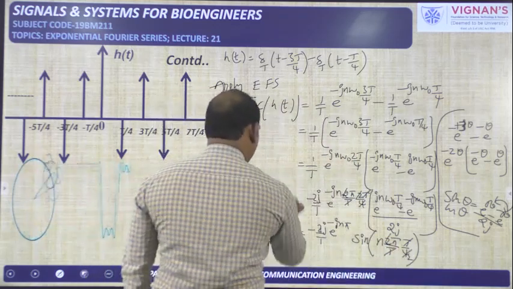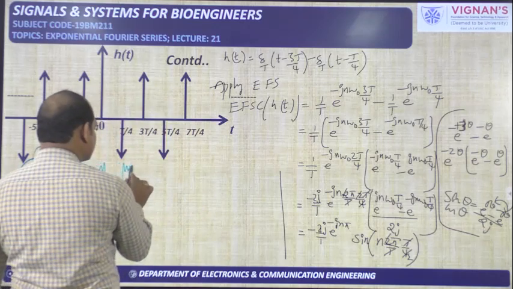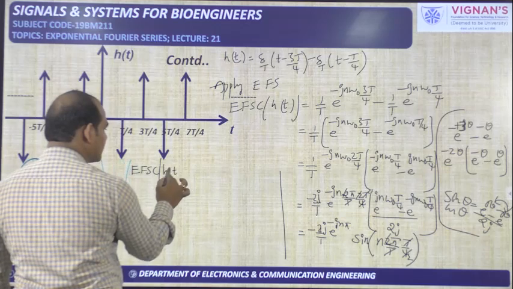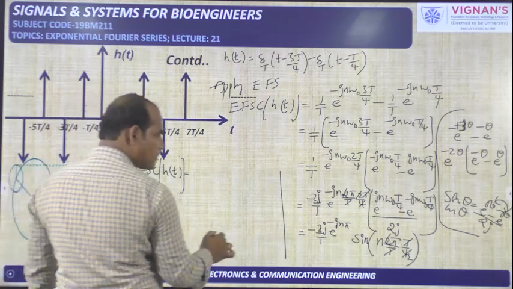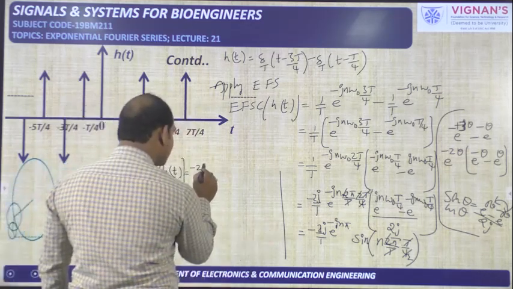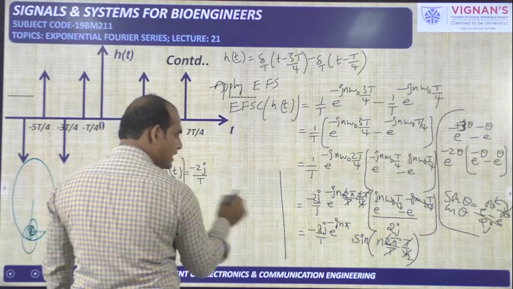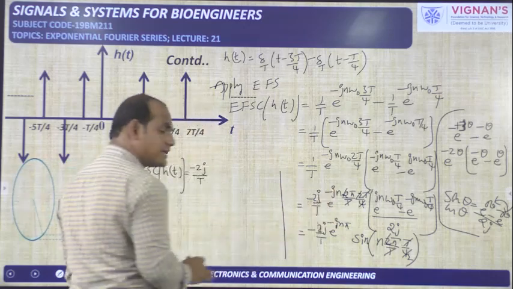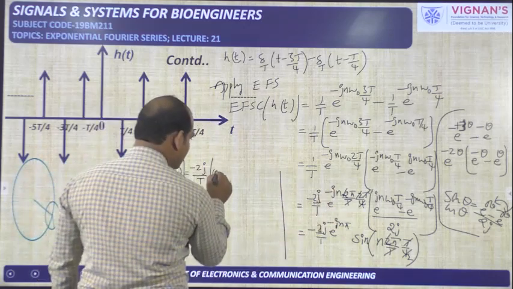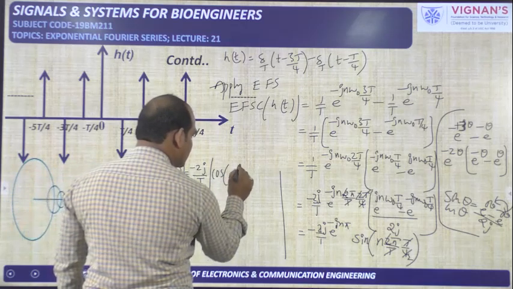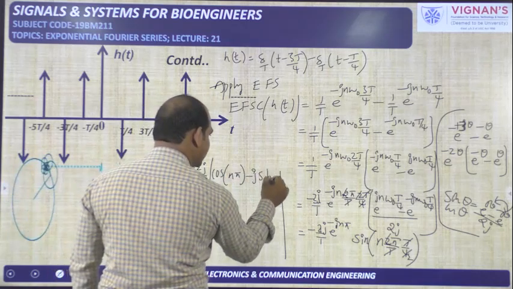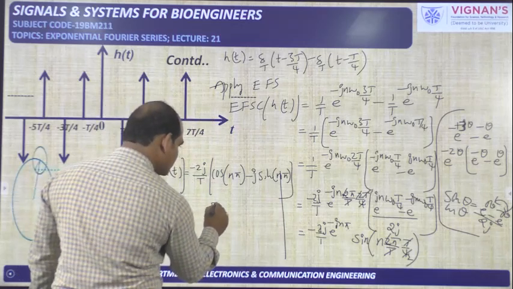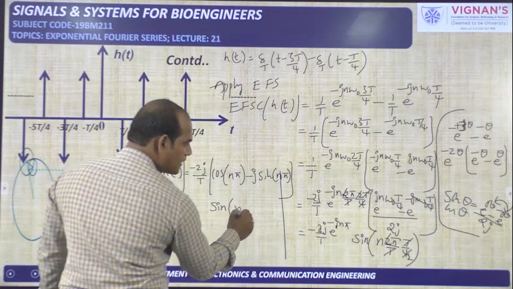Now next one I am writing here, that is the exponential Fourier series coefficient of h of t, that is the given problem. It is equal to minus 2j by t. This is e power minus j theta, that can be written as cos theta minus j sin theta, into sin of n pi by 2, like this we got.